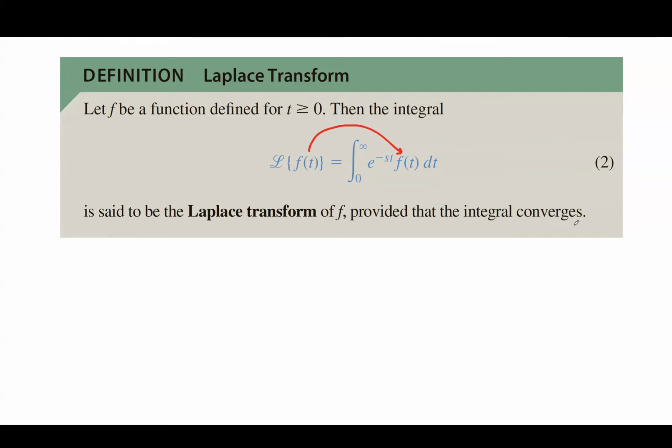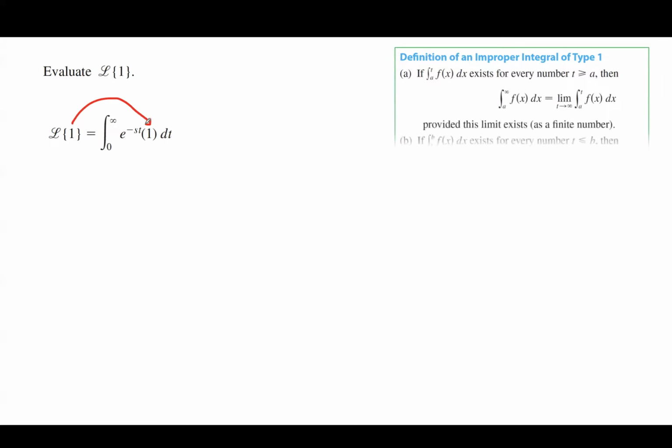So let's take a look at a few examples. Suppose I ask you to evaluate the Laplace transform of the constant function 1. This is your constant function. L of the constant function 1 is defined as the improper integral of e to the power negative st times the function, which in this case is the constant function 1. So we are going back to calculus. How did we define an improper integral?